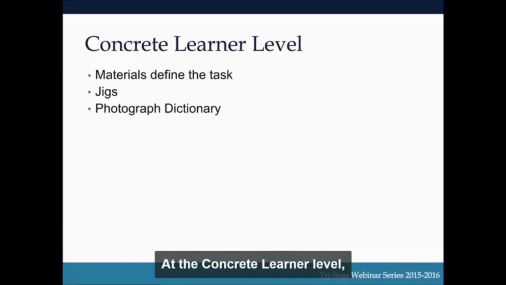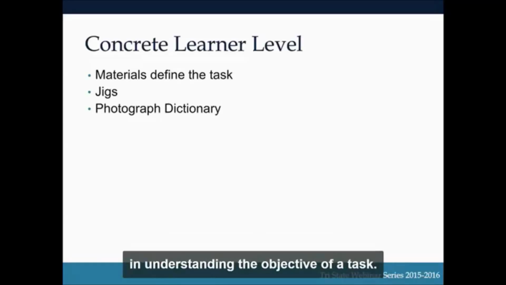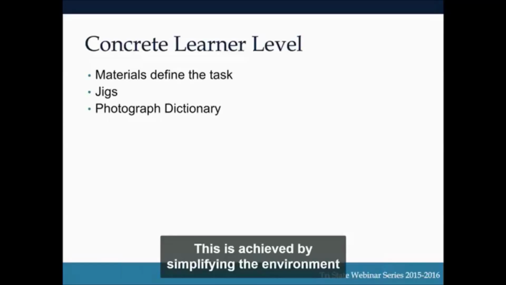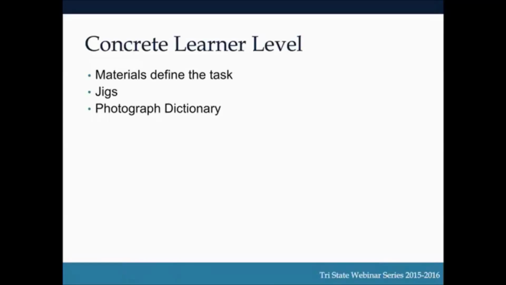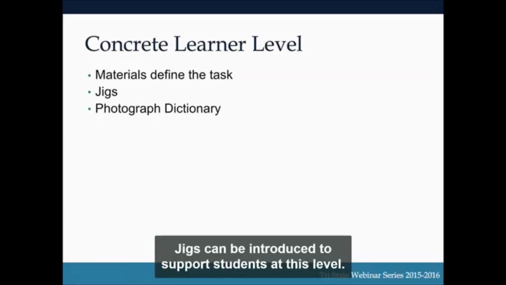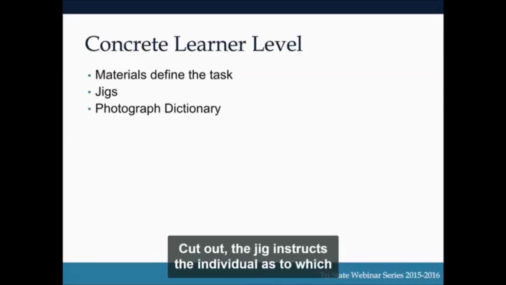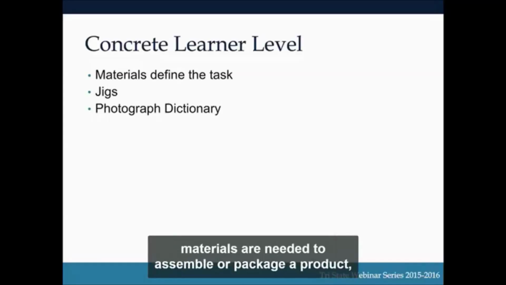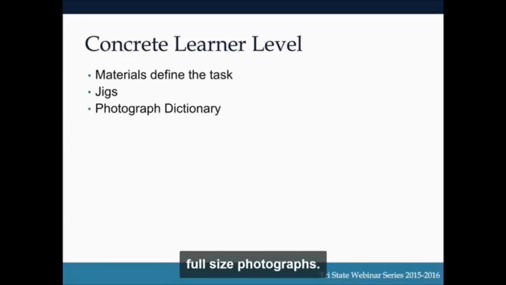At the concrete learner level, visual instructions provide assistance to a student in understanding the objective of a task. This is achieved by simplifying the environment and using materials to define the task. Jigs can be introduced to support students at this level. There are several types of jigs. Cutout. The jig instructs the individual as to which materials are needed to assemble or package a product, like an inset puzzle. Pictures provide visual instruction necessary to assemble or package a product, often using full-size photographs.